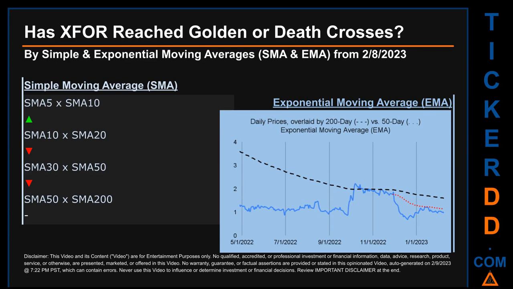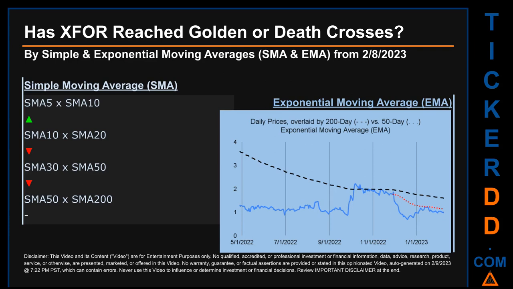Has XFOR price reached golden or death crosses? Golden cross and death cross are basic signals that compare average prices across two specified trade day ranges, a short-term versus a long-term range. For example, 5-day versus 10 trade days.